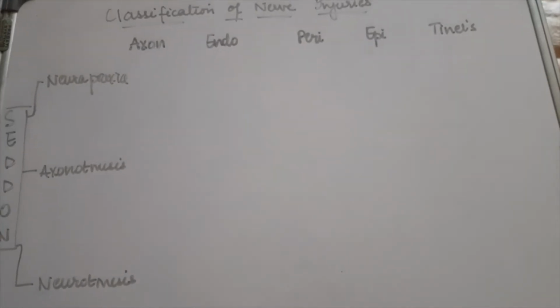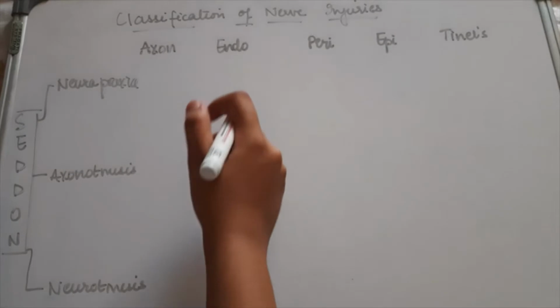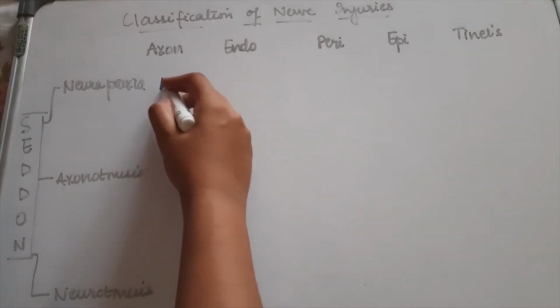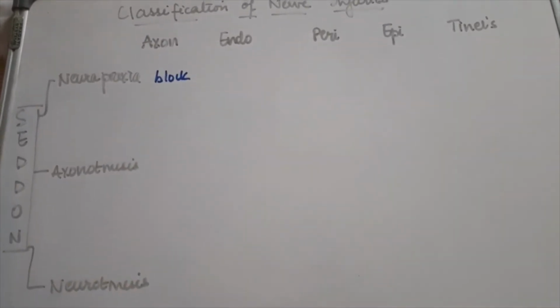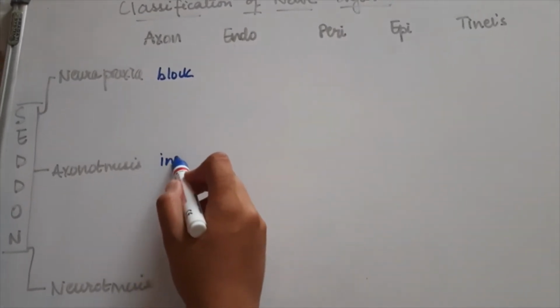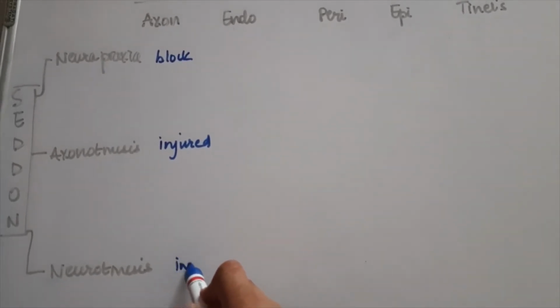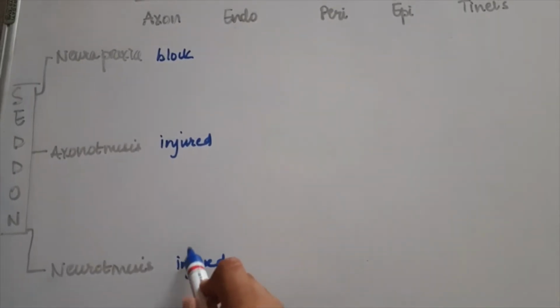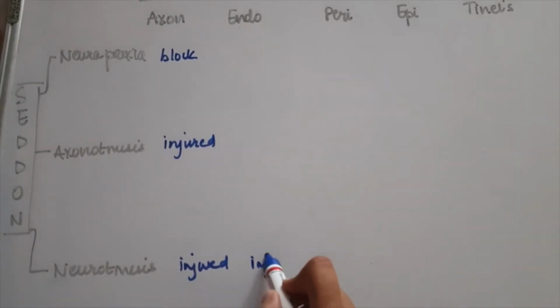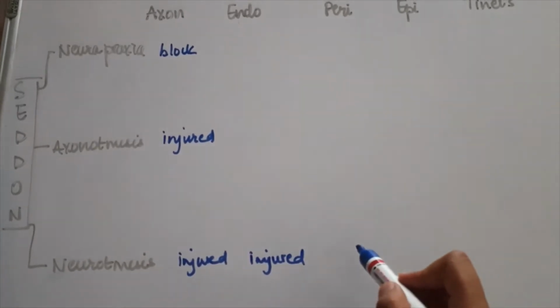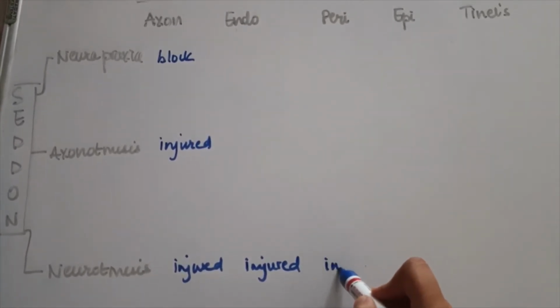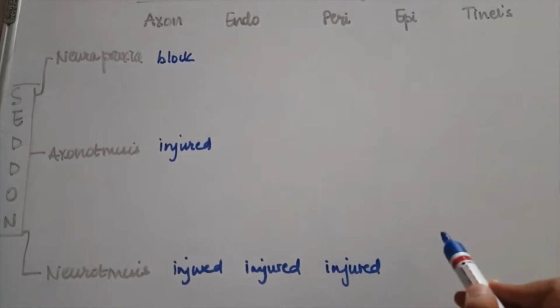Neuropraxia is not really a complete damage of the nerve, it's just a block at the level of the axon. And so it recovers very early and by itself. Axonotmesis is a more severe injury than neuropraxia. And in neurotmesis, the axon, endoneurium, perineurium, and epineurium, all of these layers are injured, which makes it the most severe injury out of all of them.